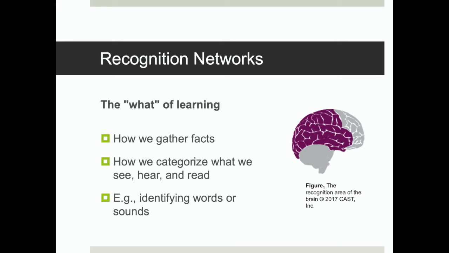Recognition networks, the what of learning. This includes how we gather facts and how we categorize what we see, hear, and read, such as with identifying words or sounds. How do we make the process of recognition easier for kids of all abilities?